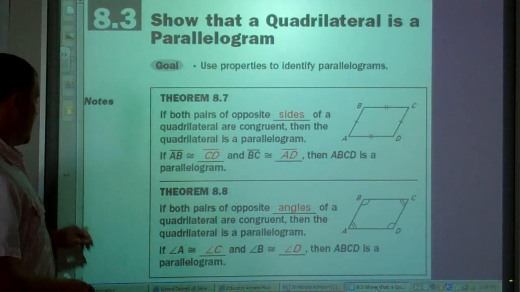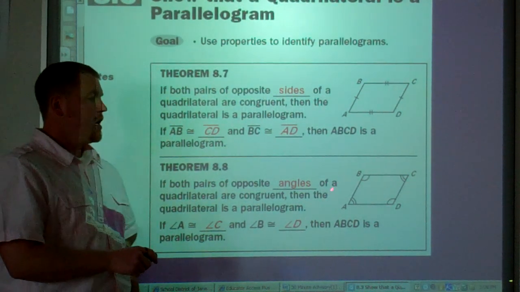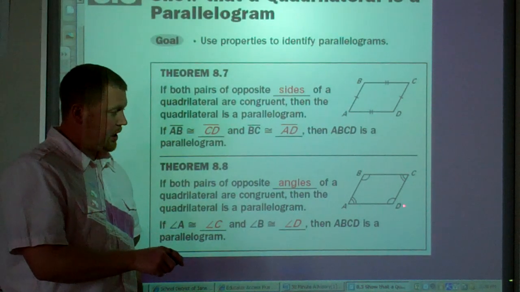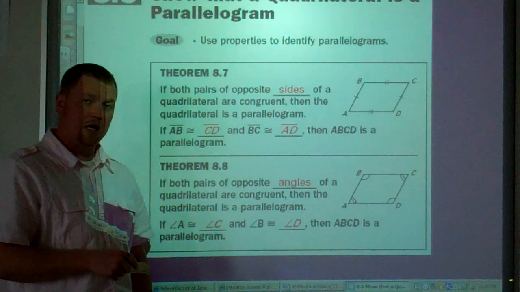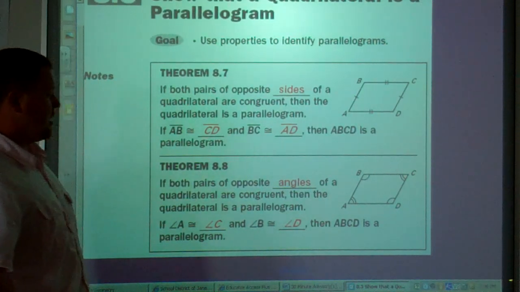Same thing in a figure: if both pairs of opposite angles, angle B and angle D, and angle A and angle C, are congruent, then you have a parallelogram.